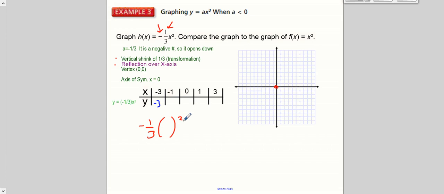-1 squared is 1. 1 times -1/3. My fraction didn't go away this time, but I only had to multiply it by 1, so that's not so bad. How about 0? 0 times anything is? Try the next one. Fill them in, make your graph.